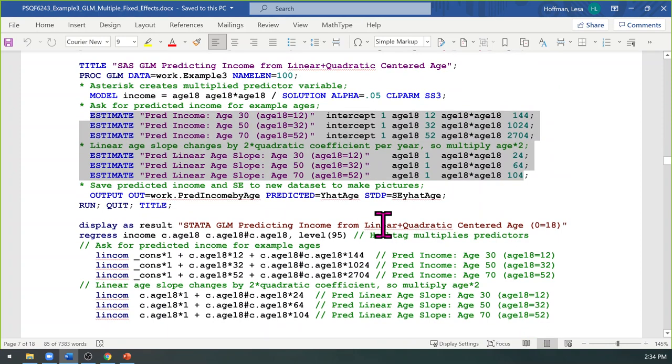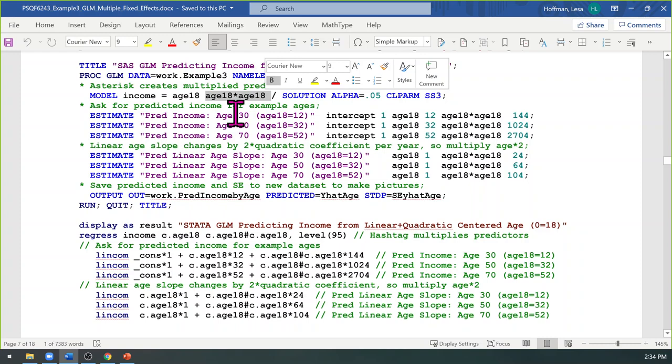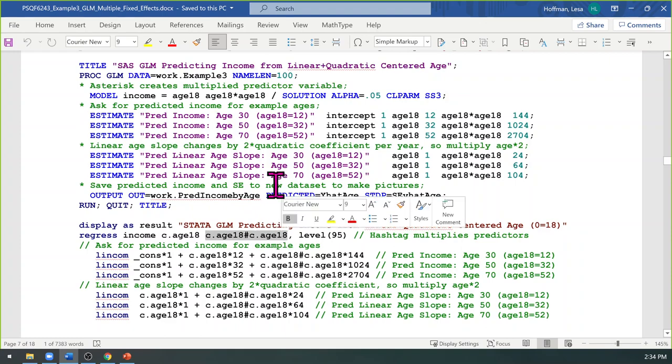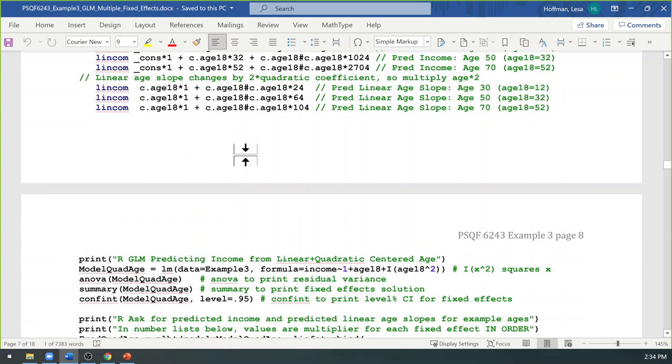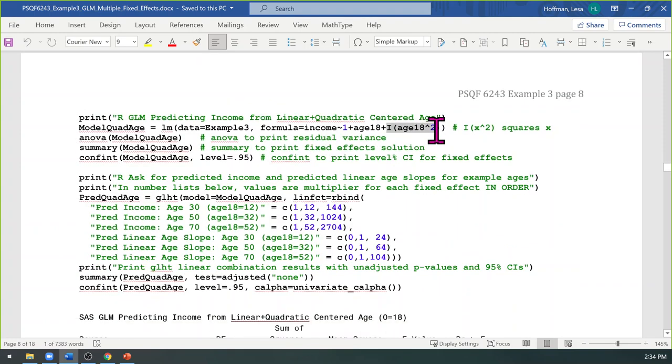If you take longitudinal analysis with me at some point, you will get a chance to practice this, because putting in quadratic effects of time is a very common strategy for modeling nonlinear change. So in SAS, the new quadratic squared variable is the original variable with an asterisk between the two. In Stata, it is a pound sign. And in R, it is this thing right here. Capital letter I, and then in parentheses, the variable that you want, and then a caret, and then the 2. So squared is how you say that right there.